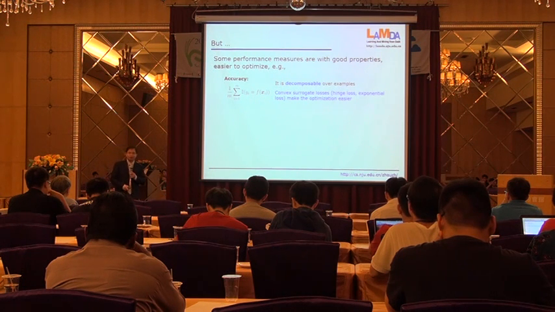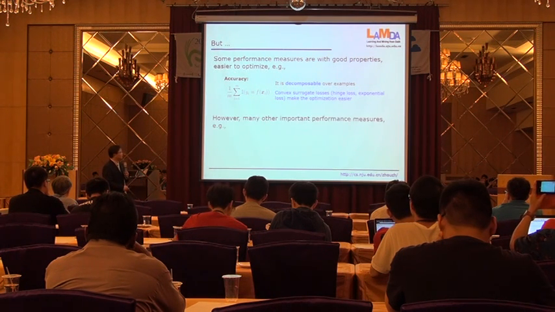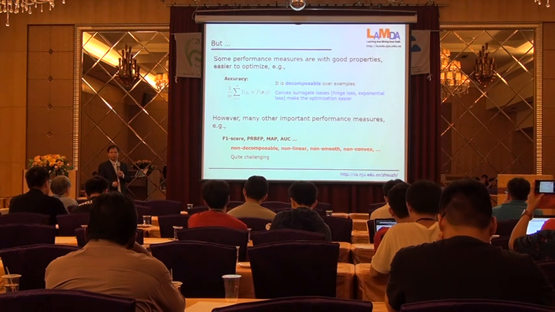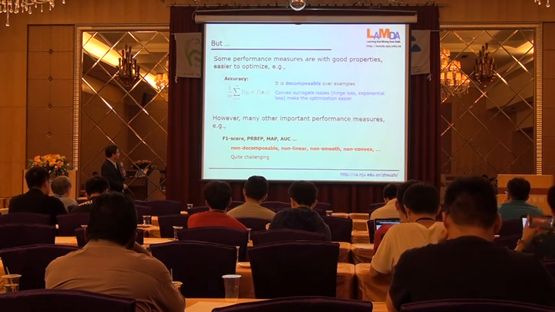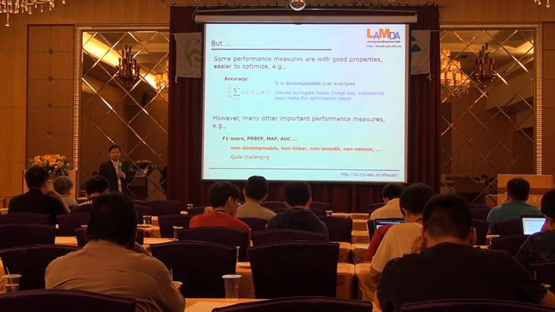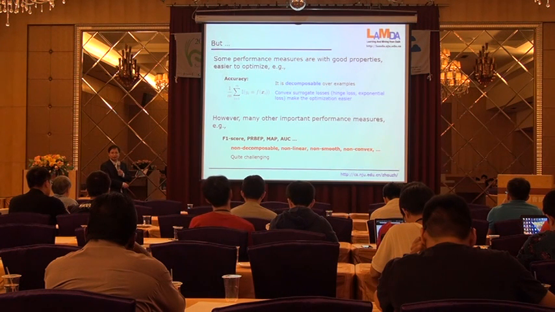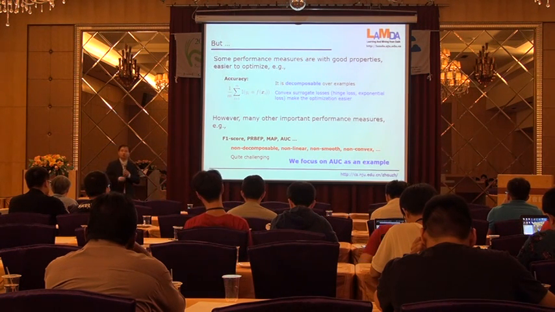But in many real applications, particularly big data applications such as information retrieval, the performance measures do not have these good properties. Usually they are non-decomposable, non-linear, non-smooth, non-convex, and all of these properties are very, very bad. If we just collect all the data and then do the optimization, for example for F1 score, PR curve, break-even point, AUC, this is already very challenging. Needless to say, doing incremental optimization on these performance measures is even harder.